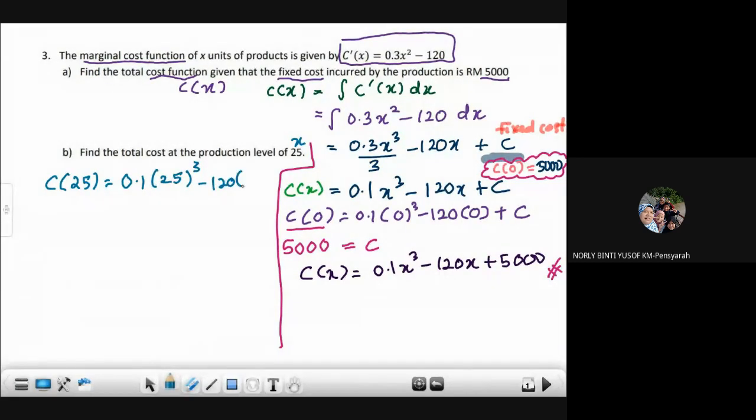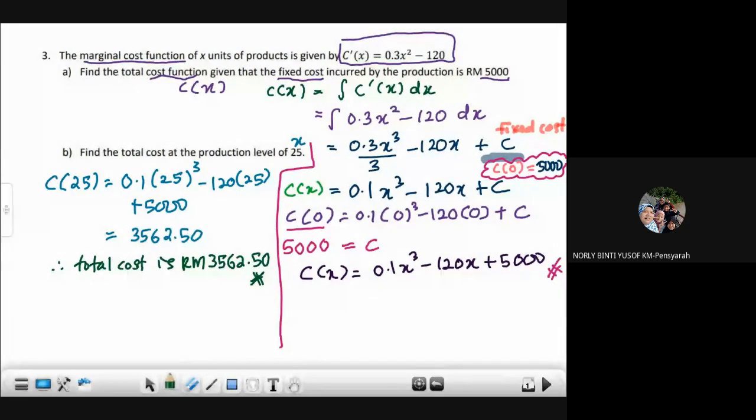Minus 120 times 25 plus 5,000. So you akan dapat 3,562.50. Kali ni dapat dalam bentuk perpuluhan, decimal. But make sure two decimal places because of money. Then you sum up because of value. So total cost is ringgit Malaysia 3,562.50. Okay, so that is for question B.